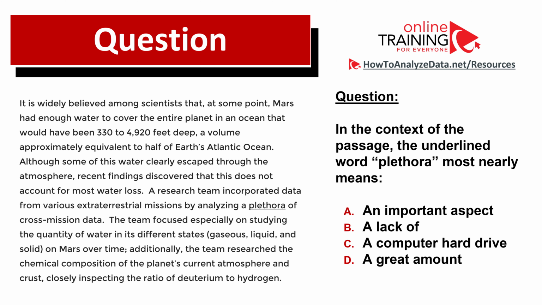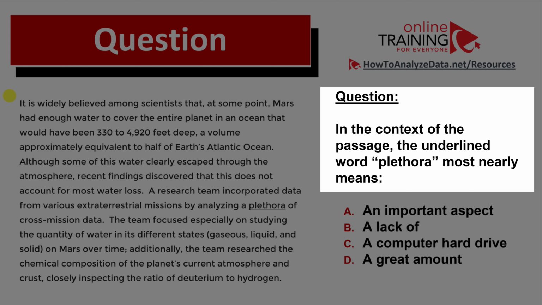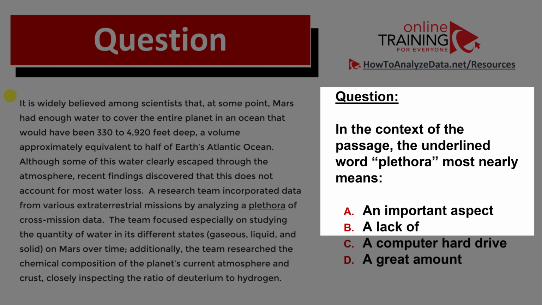Here is a question for you to try to solve on your own. I have confidence that you can answer this question correctly. Please read the passage on the left. You can pause this video to read the passage. And here's the question. In the context of the passage, the underlined word plethora most nearly means choice A, an important aspect, choice B, a lack of, choice C, a computer hard drive, and choice D, a great amount.